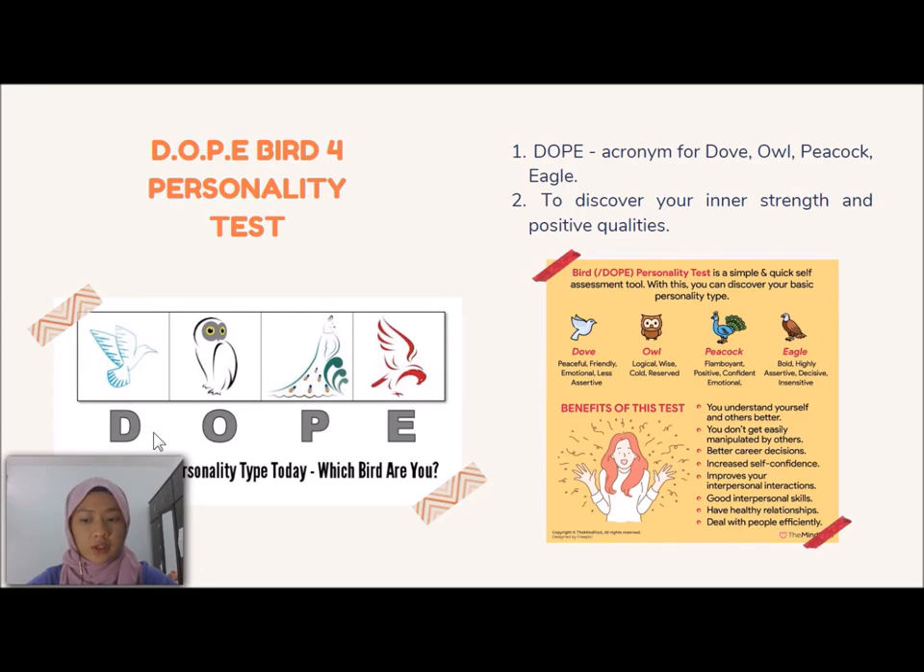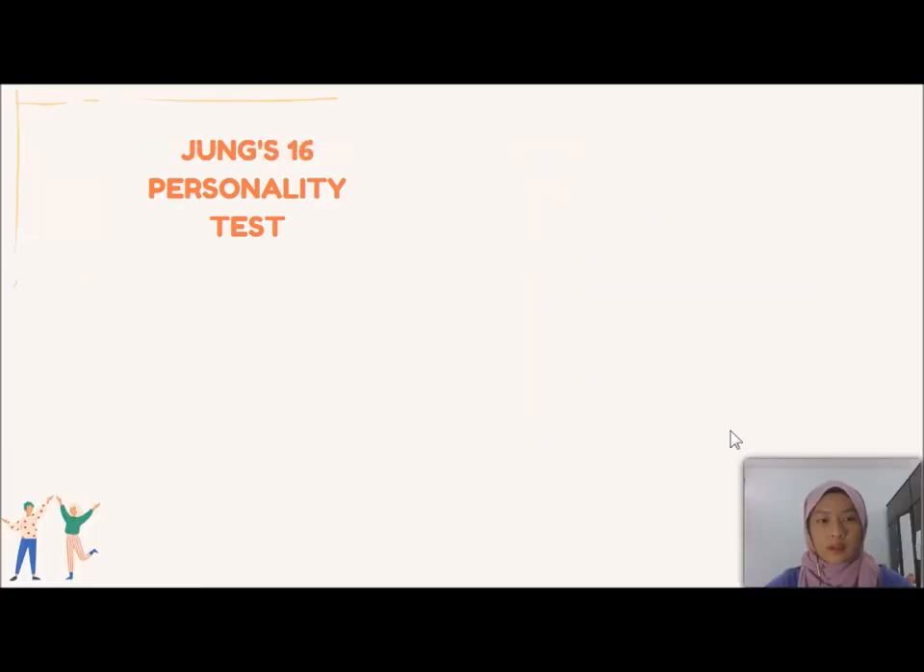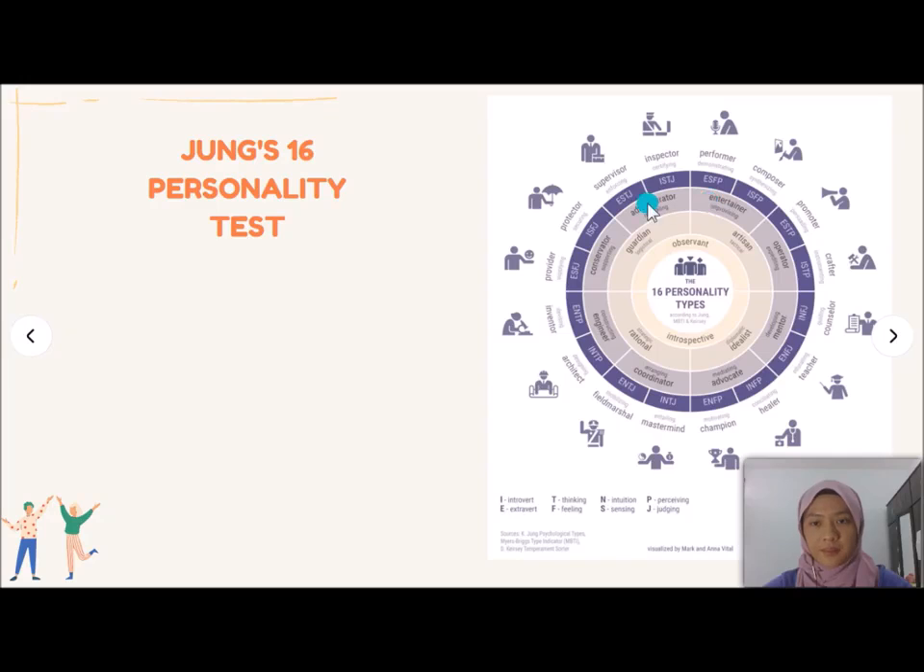Improve your interpersonal interaction, good interpersonal skills, have healthy relationships, deal with people efficiently, and many more. Next is Jung's 16 personality test. If you can see here in this diagram, it has 8 letters: I, T, N, P, E, F, S, and J. All of these 8 letters represent a personality. If you mix and match these 8 letters, you will get these 16 personalities. Whether you're an architect, inventor, supervisor, inspector, crafter, counselor, teacher, healer, or many more.